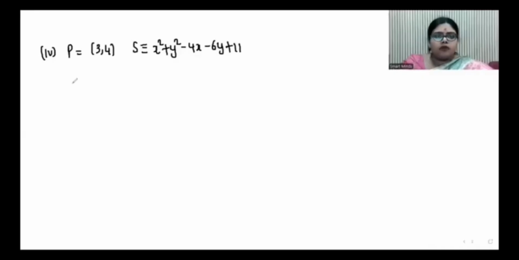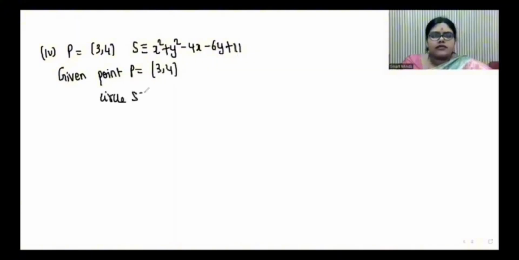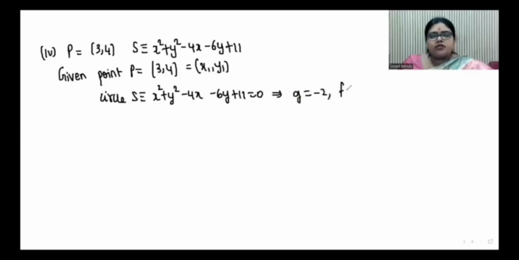Take the next question. P is equal to (3, 4). S is x square plus y square minus 4x minus 6y plus 11. So first let us write down the given point. Given point P is equal to (3, 4). The circle is S equals x square plus y square minus 4x minus 6y plus 11 is equal to 0. So the point we will take as (x1, y1), and from the circle we will take the g, f, c values. g is minus 2, f is minus 3 and c is 11.